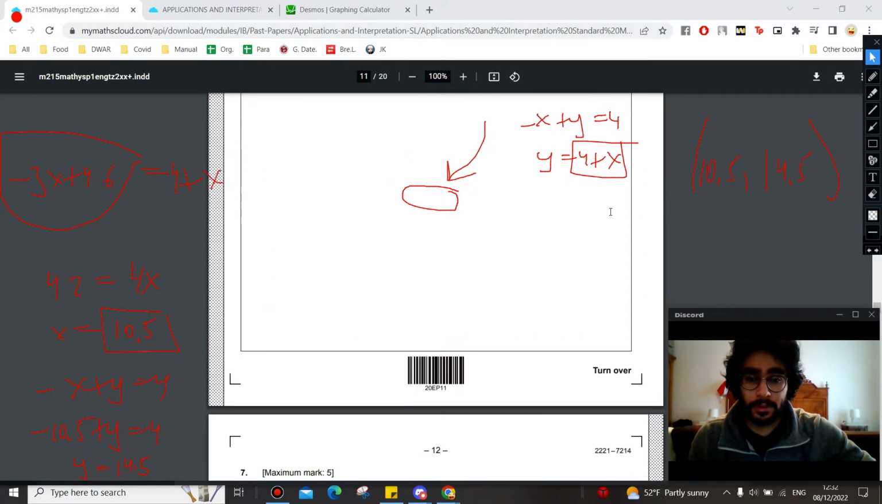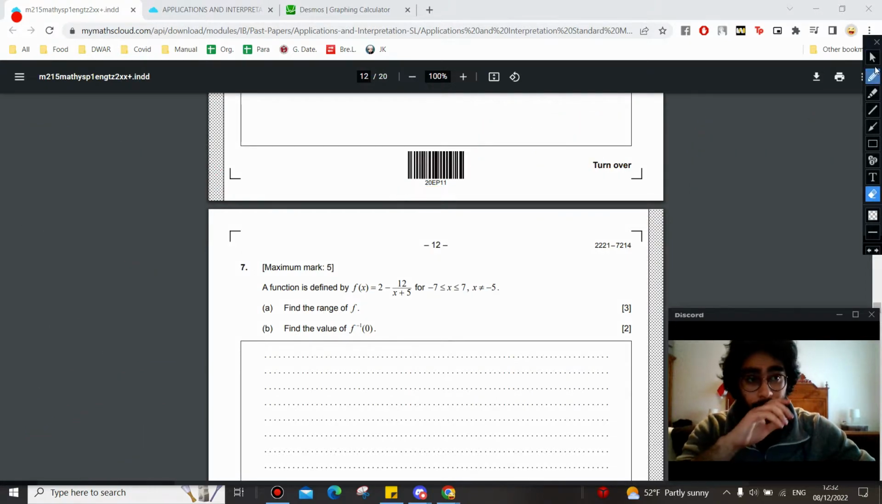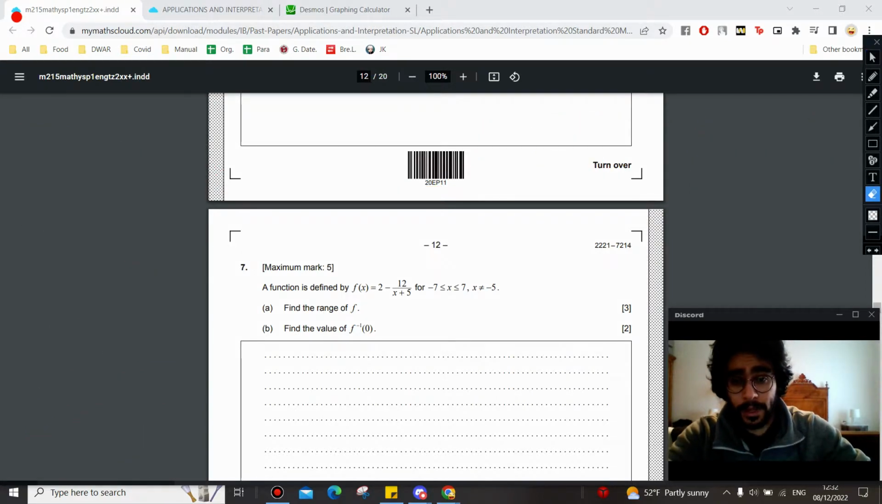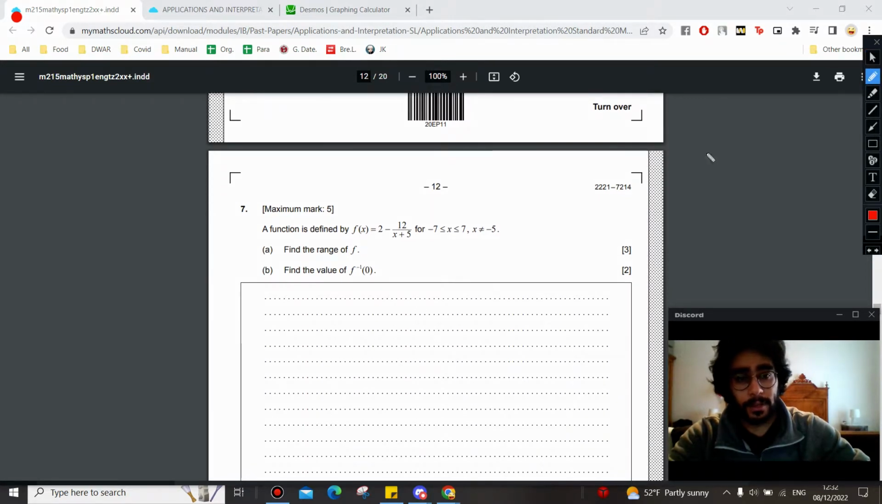Let's move on. Question number 7 now. Okay, that's all good. A function is defined in some way. Find the range of f. Okay, how do you find the range of f? We are given the domain. So the first thing that we need to do, well, we have a GDC. We can sketch this out. Okay, we can do that.